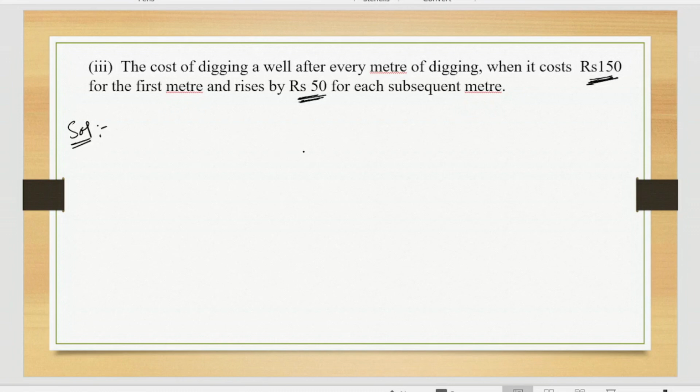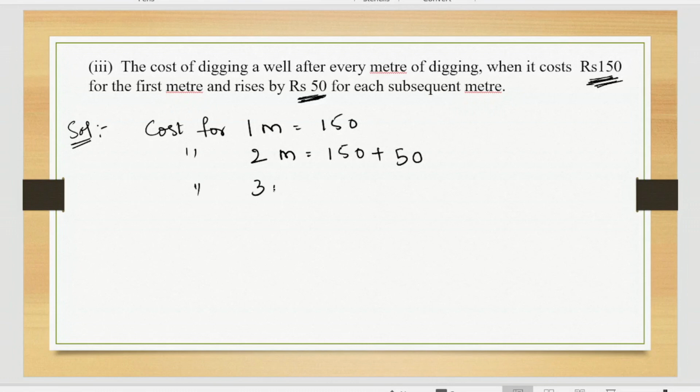So the cost of digging the well after 1 meter will be rupees 150. Okay. So the cost for 1 meter will be 150 rupees. And what is the cost for 2 meters? It will be 150 plus the additional rupees 50. Okay. And what will be the cost for 3 meters? This is the cost for the 2 meters, which is 150 plus 50, and for the additional 1 meter it is rupees 50. Okay.